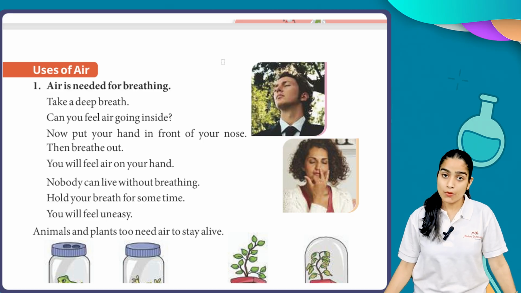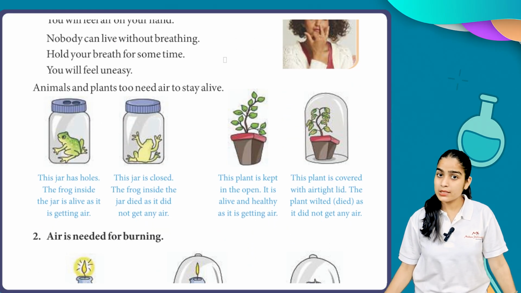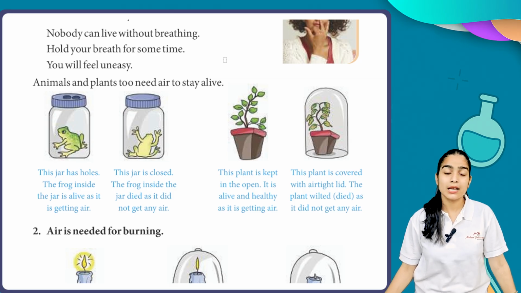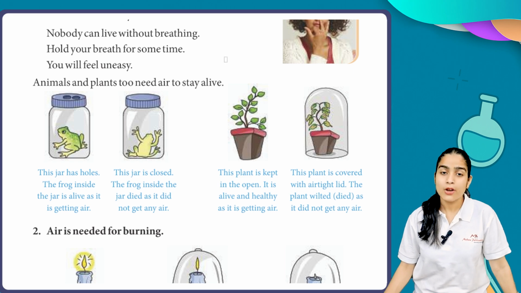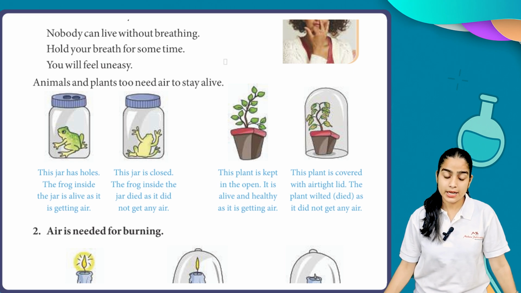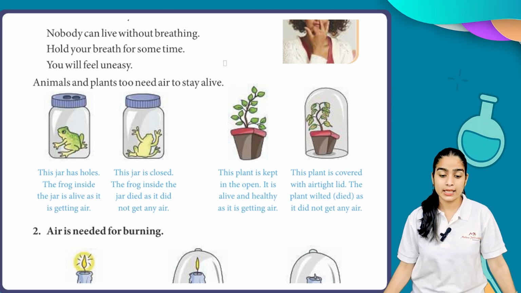In chapter number 1, where we learnt about living things and non-living things, we discussed that all living things need air. So we are living things, human beings are living things, animals are living things, and plants are also living things. It means we all need air to stay alive. Now if you see this activity, this jar has holes. The frog inside the jar is alive as it is getting air. If we close the holes, the frog inside the jar dies as it does not get any air.